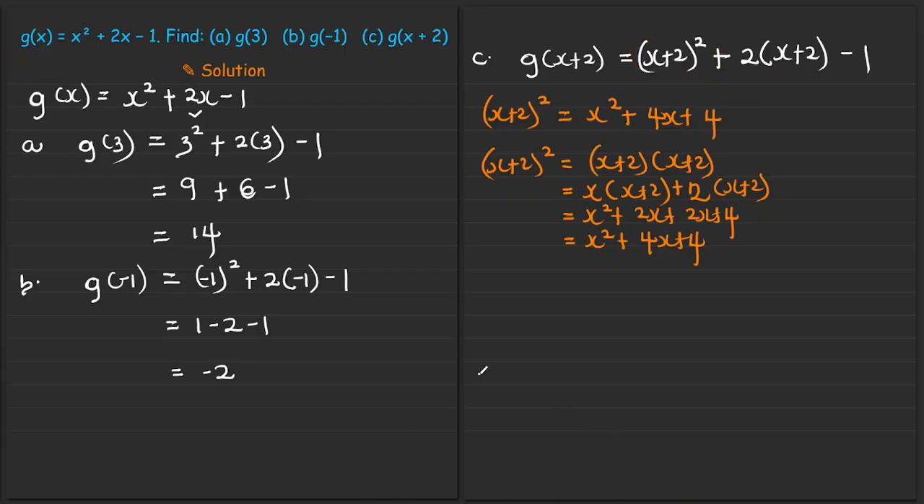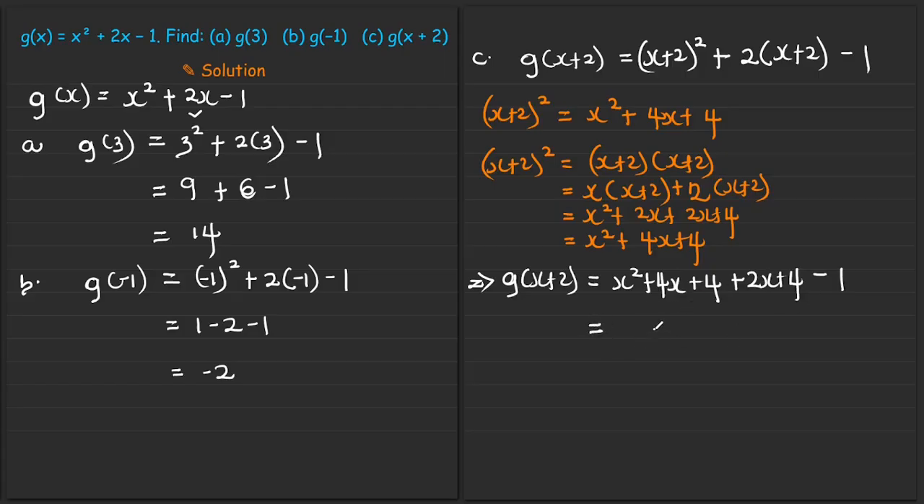It simply implies that g of (x + 2) now gives us (x + 2) all squared, which is all of this we have here. It becomes x squared plus 4x plus 4. Then we have 2 times x, which gives us 2x. Then 2 times 2, which gives us a 4. So plus 2x plus 4, then minus a 1.